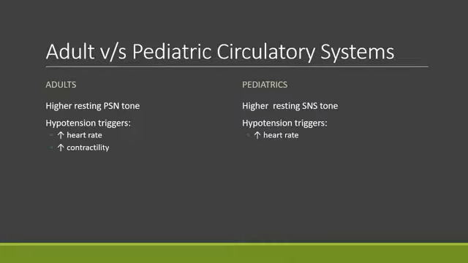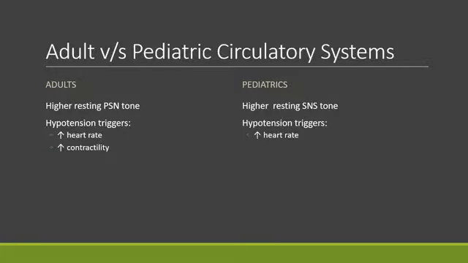So if you look at the adult versus the pediatric circulatory systems, you can see with adults, they have a much higher resting parasympathetic nervous system tone. They're kind of slower creatures if you think of them that way. And then in hypotension with adults, we see that that's going to trigger an increase in heart rate and an increase in contractility. So we kind of see that balance. Remember that as blood pressure decreases, the heart's going to compensate. It's going to beat faster, it's going to beat stronger. As we go the opposite way with adults, if we see hypertension, then often we'll see a decrease in heart rate and a decrease in contractility.